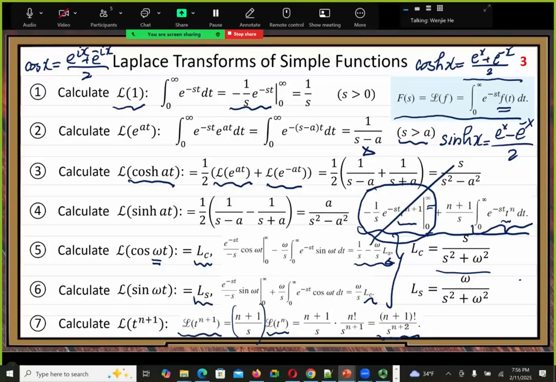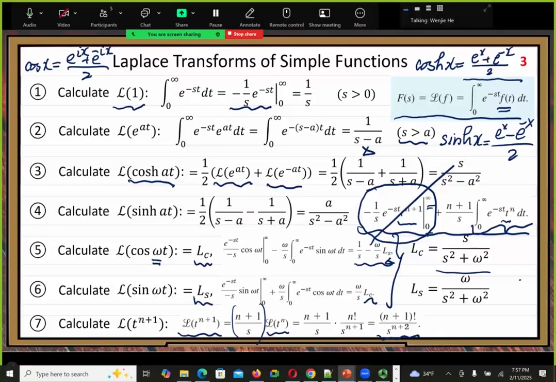Let me just say something about this slide. With only a few minutes remaining, we cannot start a new slide, so let me just say some final comments about this slide. Then we finish our introduction, the first view of the Laplace transform.